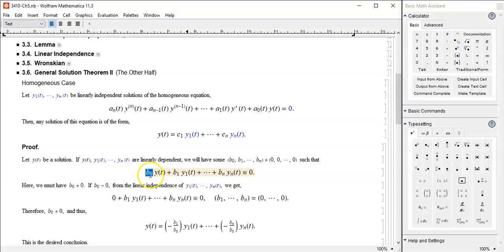If b0 is 0, then this term drops out because it is 0. And what do you get? b1 y1 plus b2 y2 all the way to bn yn equal to 0. But then again, these are linearly independent, so b1, b2, b3, up to bn are all 0. If we assume b0 is 0 and everything else is also 0, what do you get? We have linear independence. That's not the case. That's not what you assumed. So it is b0 that should be non-zero.